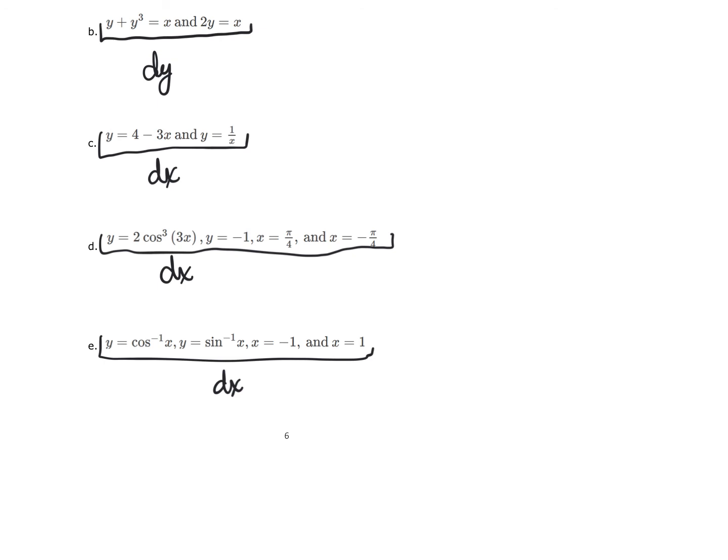Actually, let's do C. I can just do it without going out to Desmos. This is a line that goes through +4 with a -3 slope, so y is equal to 4 minus 3x. And then I have the reciprocal function, which looks like that. So clearly this one is definitely a dx. I just have to figure out what this one is and what those 2 points are.